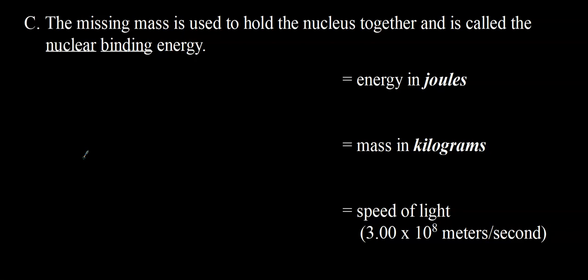We're going to use Einstein's equation to calculate nuclear binding energy. So E, of course, is the nuclear binding energy in joules. M is the mass defect in kilograms. So we're often going to calculate mass defect in AMU, convert that to grams, convert that to kilograms, plug that in. And of course, C is a constant. It is the speed of light, 300 million meters per second.